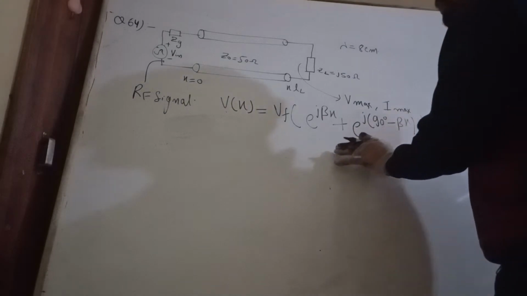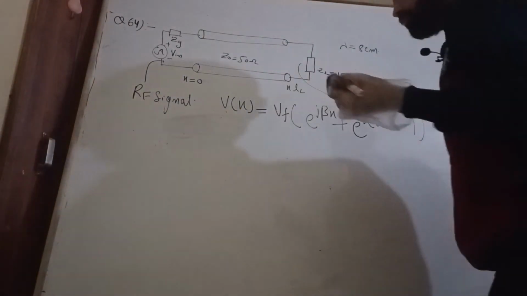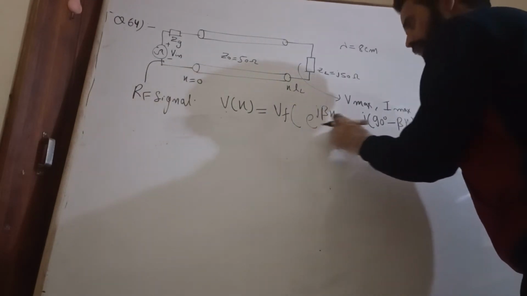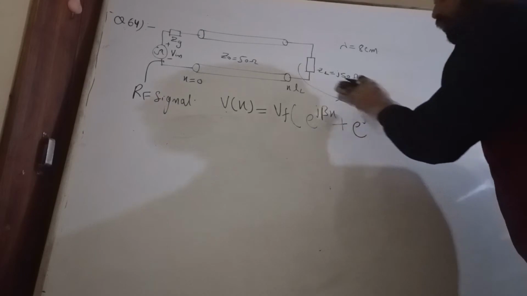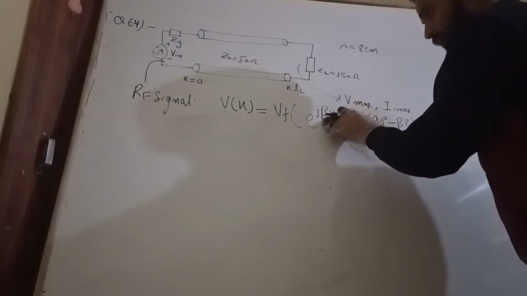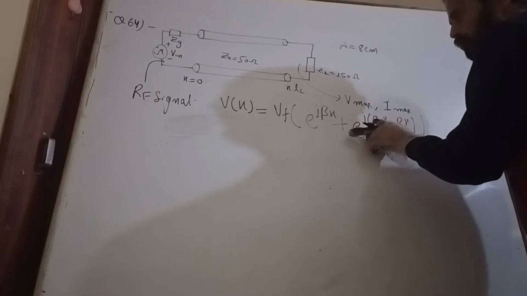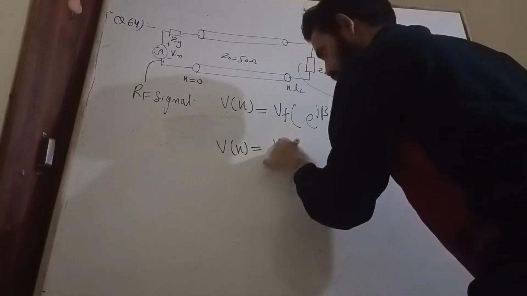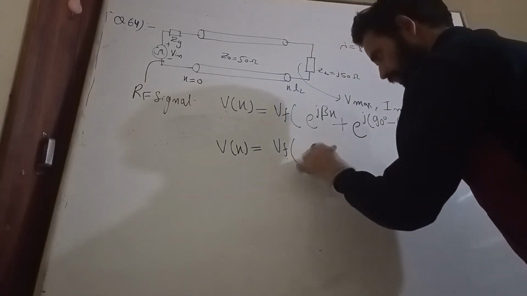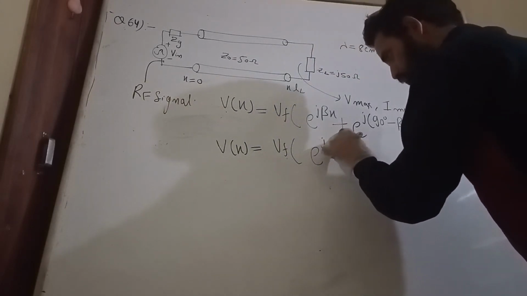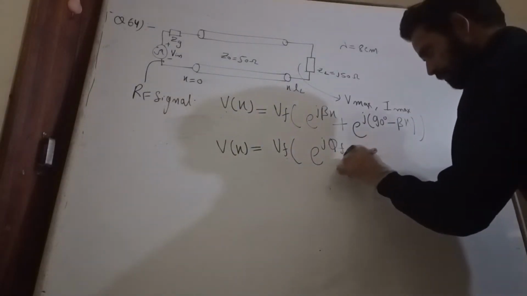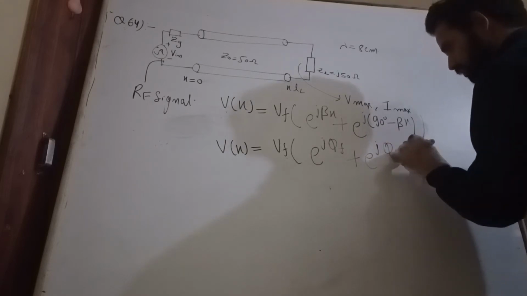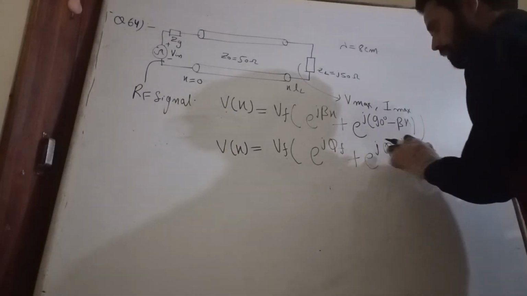Now we want to find the voltage maximum. This is my angle, the angle of the forward wave and the angle of the backward wave. This is the forward phase and the backward phase. So I can write V of x is equal to Vf into e to the power j forward phase plus e to the power j backward phase.